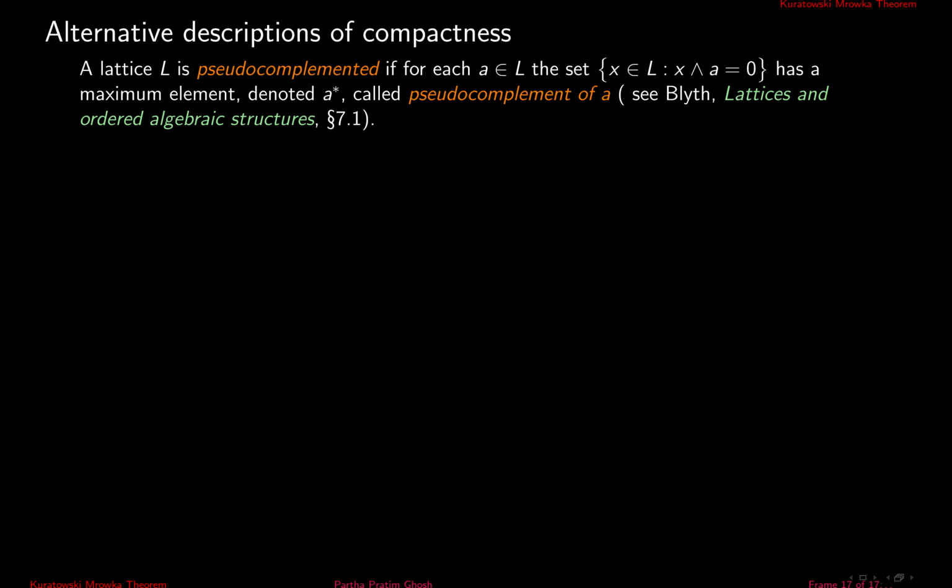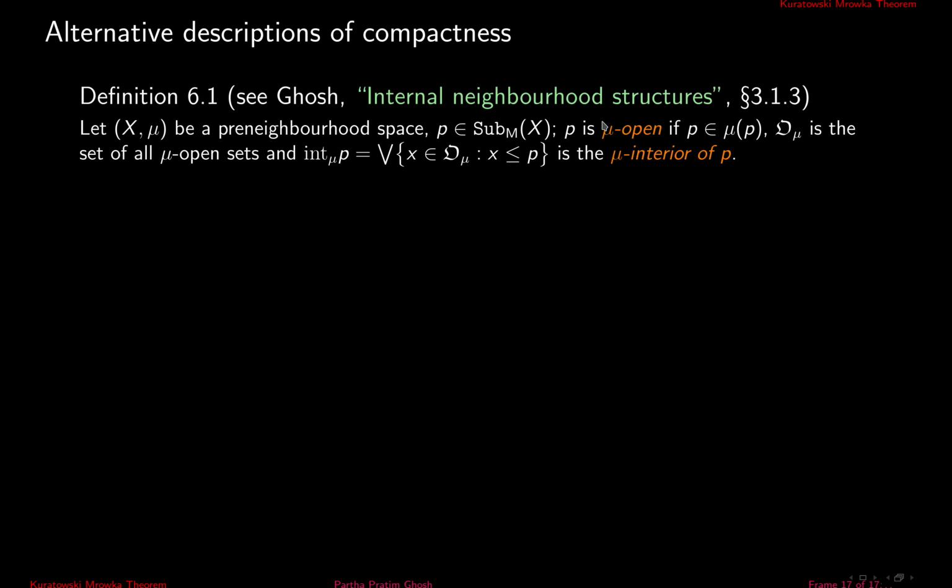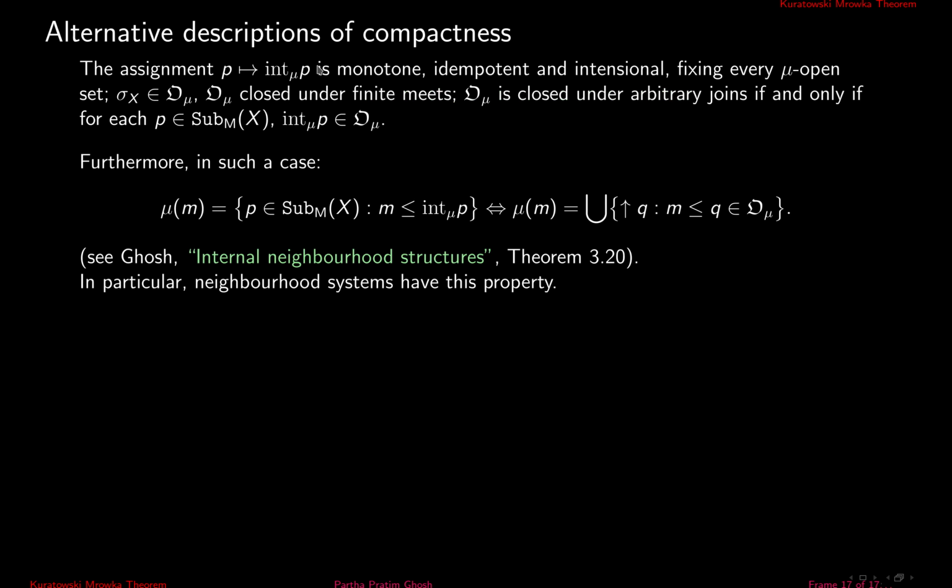Recall that a lattice is pseudo-complemented if every element has a pseudo-complement, which is the largest element which is disjoint from that. And we called a subobject P in a pre-neighborhood space with system mu to be mu-open, provided P is its own neighborhood. And the interior with respect to mu would be the join of all the open things below P. The assignment of P going to the interior of P is monotone, idempotent, and intensional, which means it is smaller than P.